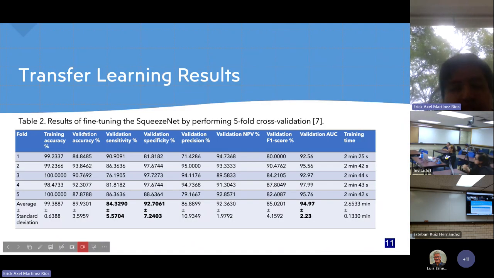In general, these were the results that we obtained by performing five-fold cross-validation. We obtained an average validation sensitivity of 84%, an average validation specificity of 92%, and an average validation AUC of 94.97%. Also, the training time using the GPU that I mentioned before was 2.65 minutes.